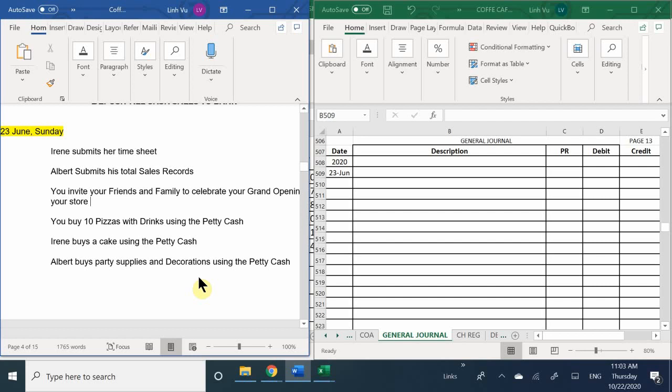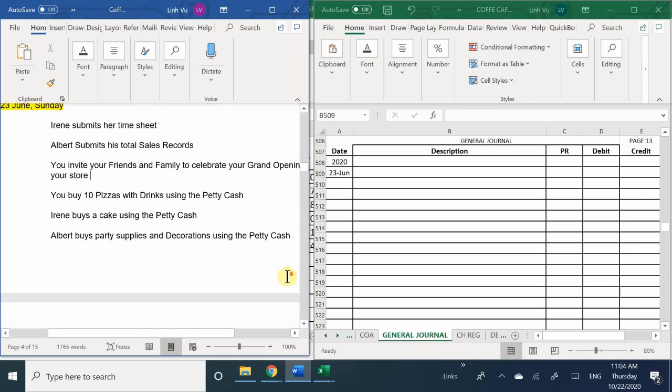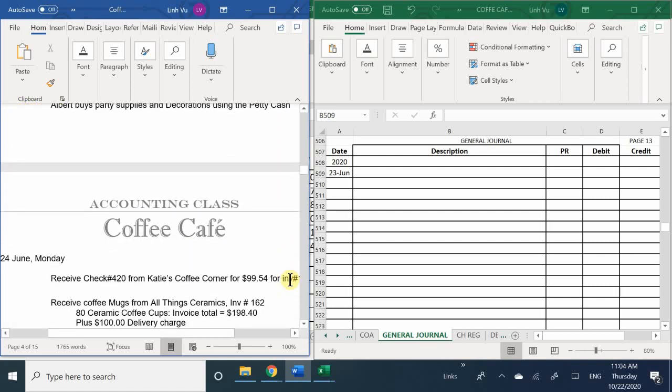So now that I took the money out to buy the pizzas, Irene took out the money to buy the cake, and Albert has taken the money out to buy party supplies. Have the receipts been turned in? We don't know. We'll find out at the end of the month, when we reimburse our petty cash fund. So in this case, is there a transaction that needs to be recorded? None. No. But we have a grand opening party. How exciting.